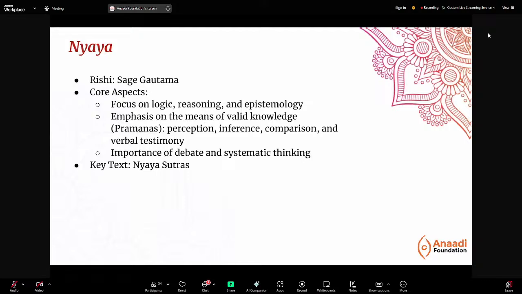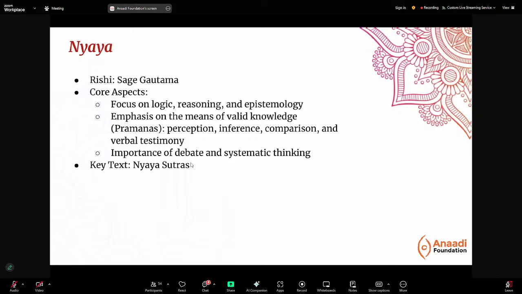So what are the various Darshana Shastras? Nyaya. Here, if you see, Nyaya is by sage Gautama. It focuses on logic, reasoning, epistemology, and the pramanas are perception, inference, comparison, and verbal testimony, which includes pratyaksha, anumana, upamana, and shabda pramana or agama.